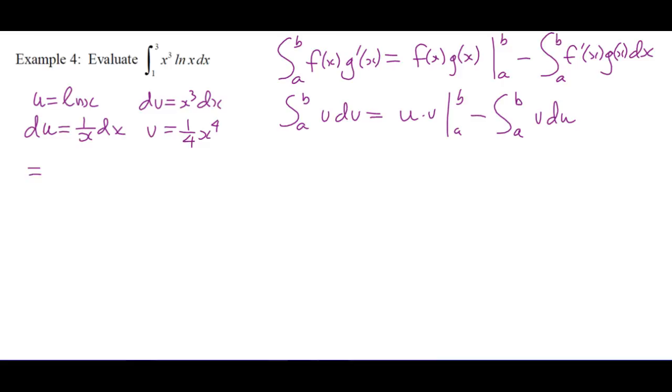Show me a sign. Okay, so that integral is going to be equal to u times v, so 1/4 x to the 4th ln x evaluated from 1 to 3, minus the integral over the interval 1 to 3 of v du, so 1/4 x to the 4th times 1 over x dx.